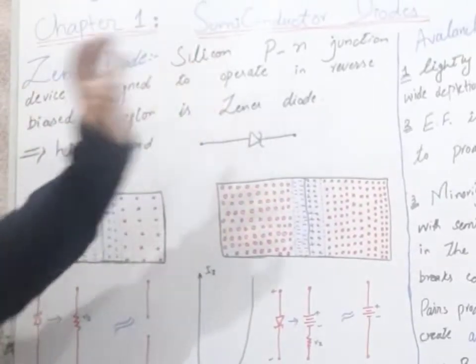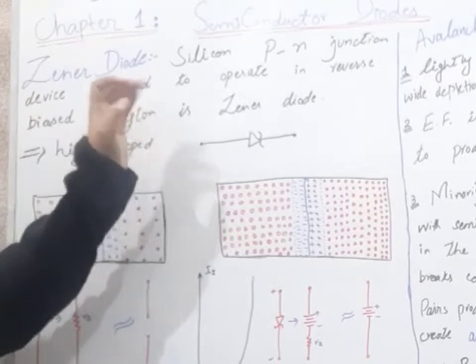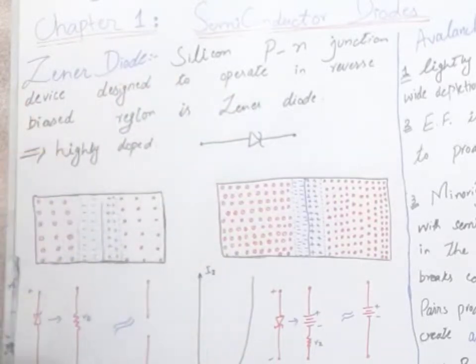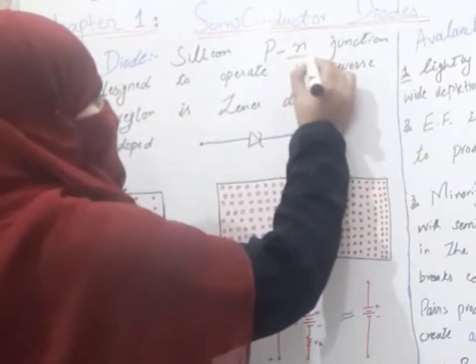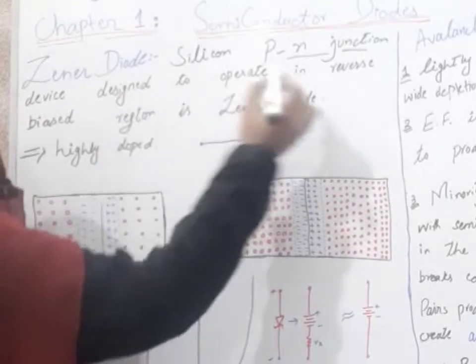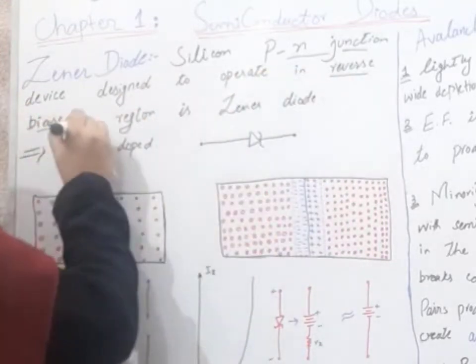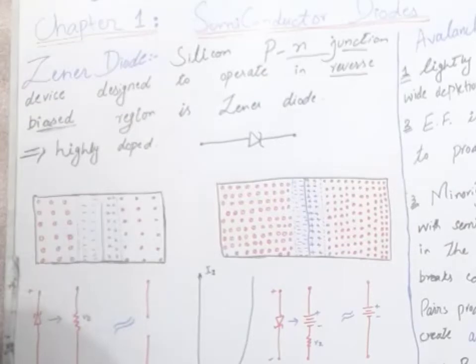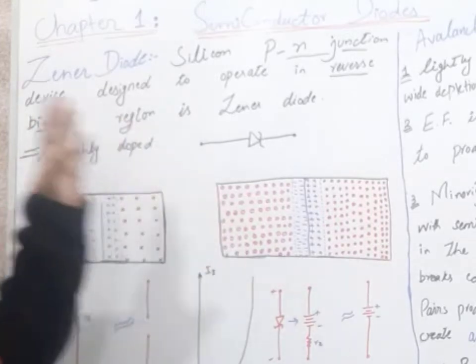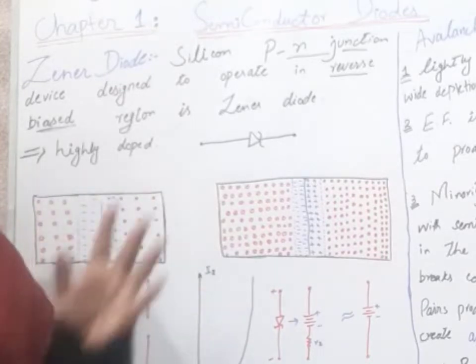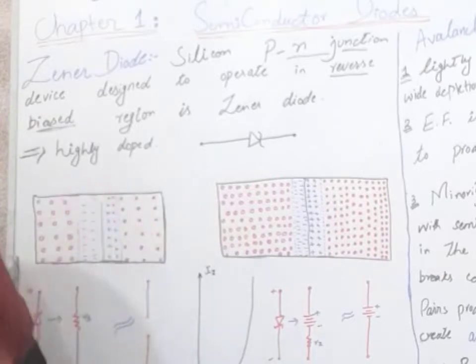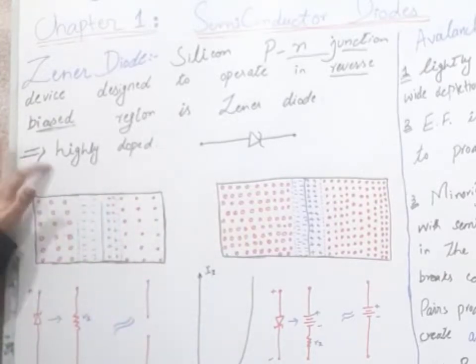Simple, the silicon p-n junction device designed to operate in the reverse biased region is called a Zener diode. So it is important. It is a normal silicon p-n junction device, and it is used to operate in reverse bias. A normal device when heavily doped will become a Zener diode, and when we use it in the reverse biasing region, it will perform the main function of a Zener diode. So it is a highly doped device.